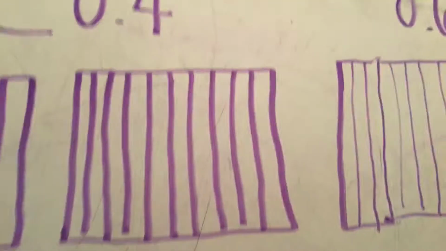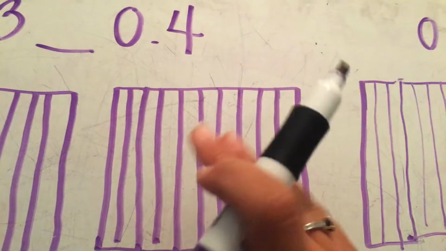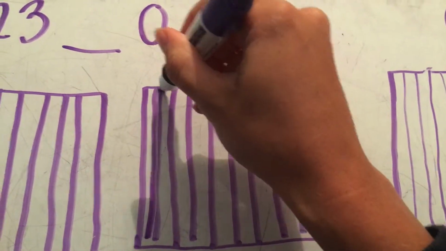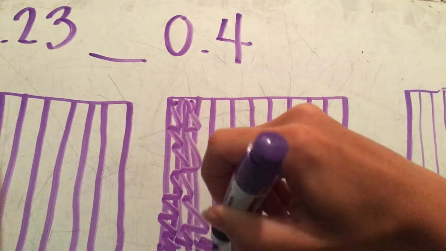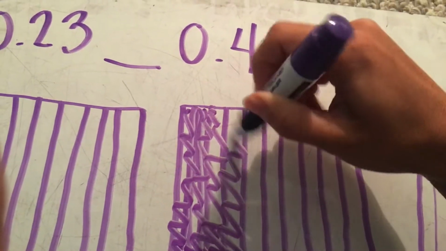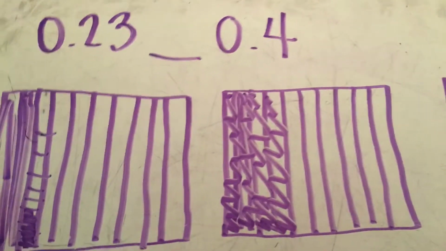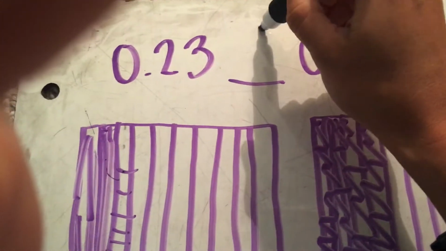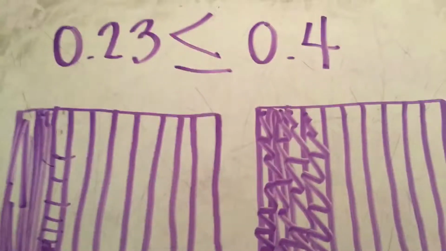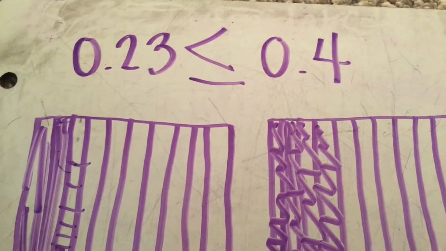Okay, now I come over here. We have 4 tenths. All right, our area model is split up into 10 pieces, so I now have to shade in 1, 2, 3, 4. And I can tell by looking at my area models that 4 tenths is going to be greater than 23 hundredths. So I write it like that. So I read this sentence as 23 hundredths is less than 4 tenths.